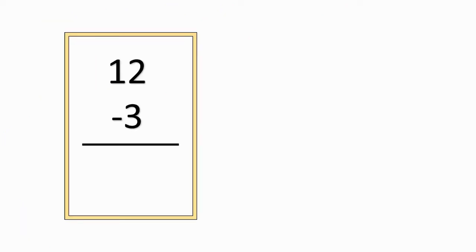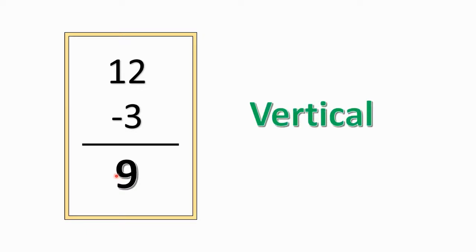The same sum we will see in the numbers. Here 12 is given, then take away 3. Now tell me which number comes down? Yes, very good. 12 minus 3 is equal to 9. This is a vertical form. We already learned it in the previous topic.